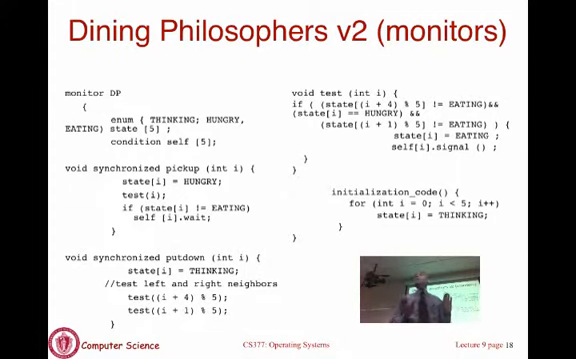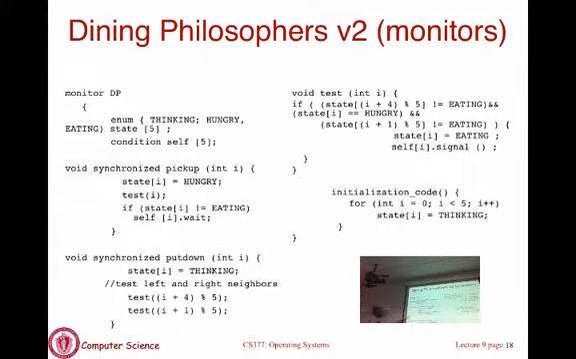Is that clear? So what you want is not to just grab something, but to check and say both are available at the same time, so I'm going to grab them and start eating. If one of them is not available, I'm going to wait. That is essentially what this test does. The test is not going to block you. What it says is, my left neighbor is not eating, and I am hungry, and my right neighbor is not eating. That means that both chopsticks are available, so I start eating.